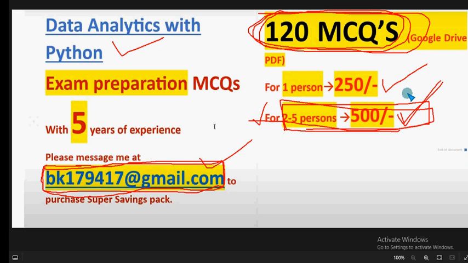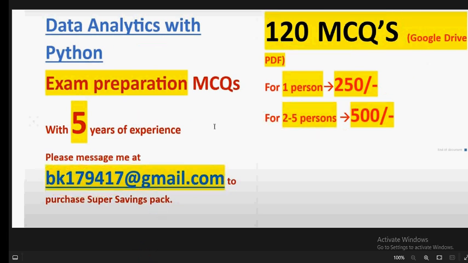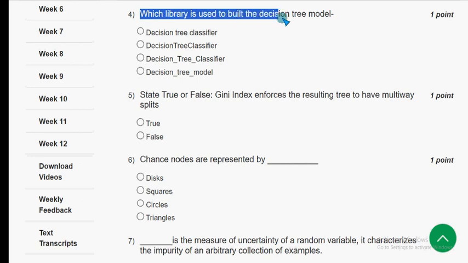So that's it guys. Now let's get back to the solutions. Which library is used to build the decision tree model?